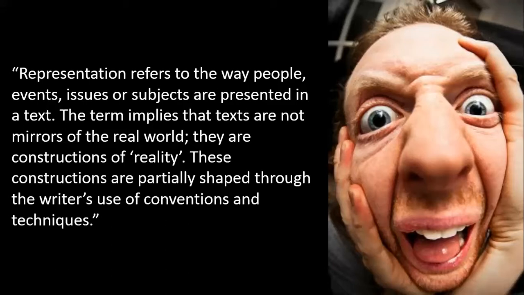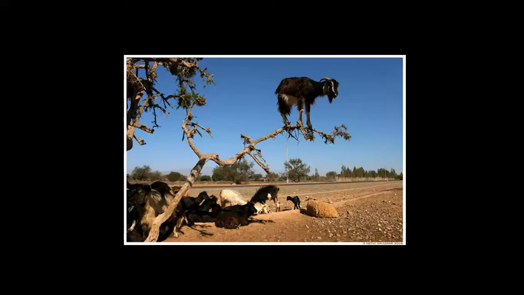The term implies that texts are not mirrors of the real world, they're constructions of reality. These constructions are partially shaped through the writer's use of conventions and techniques. I'd like to go out on a limb here and give you one simple word to make things a bit easier. The word "as" makes anything that follows make a bit more sense. Think of representation as coming before the word "as".